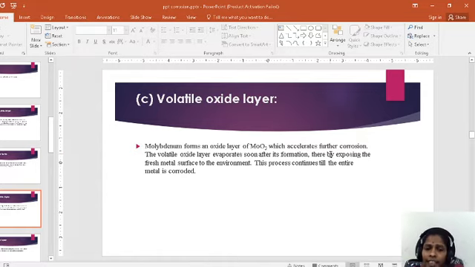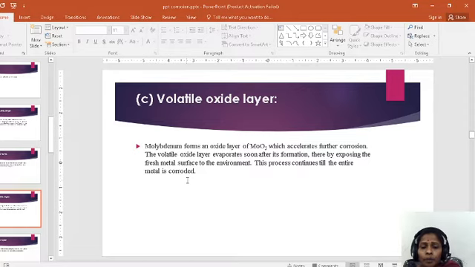So again the metal is exposed to the oxygen and again an oxide layer forms on the surface of the metal, and again it evaporates and some of the oxide layer is absorbed by the metal. So this is a continuous process till the whole metal undergoes corrosion. In the molybdenum oxide layer, further corrosion takes place because of the evaporation. The volatile oxide layer evaporates soon after its formation, thereby exposing the fresh metal surface to the environment. This process continues till the entire metal is corroded.